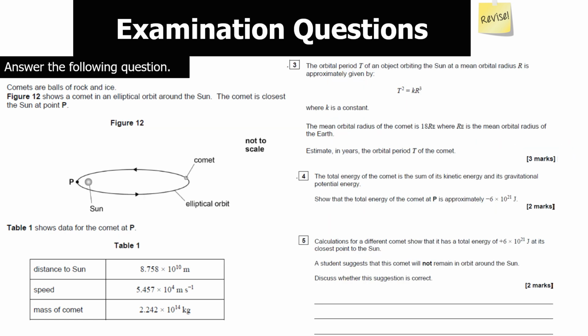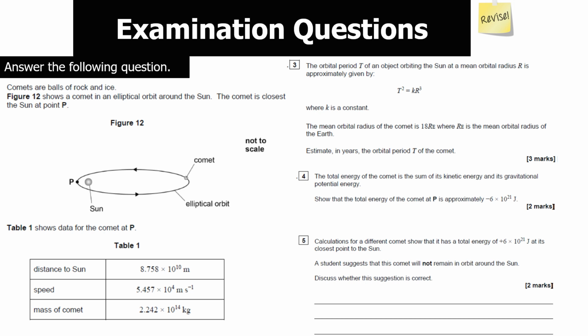The next question says, the orbital period T of an object orbiting the Sun at a mean orbital radius r is approximately given by T squared equals k r cubed. Now the mean orbital radius of the comet is 18 rE, where rE is the mean orbital radius of the Earth. Estimate in years the orbital period T of the comet. Then the total energy of the comet is the sum of its kinetic energy and its gravitational potential energy.